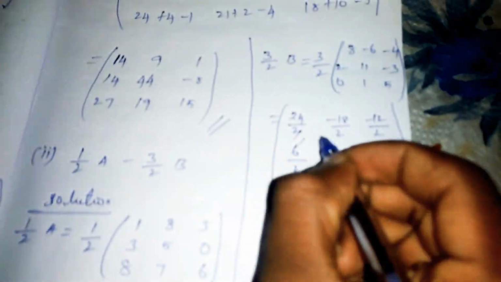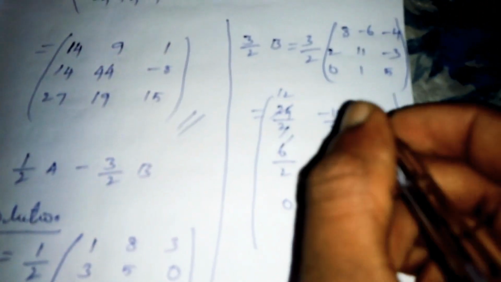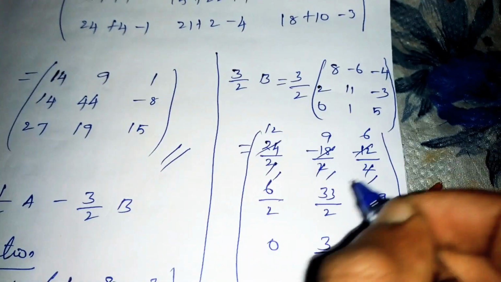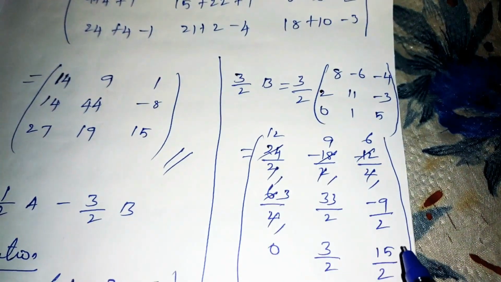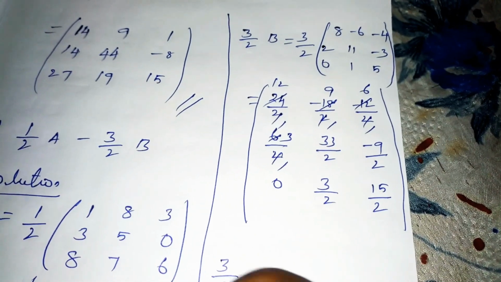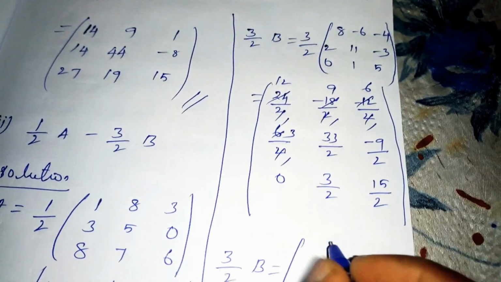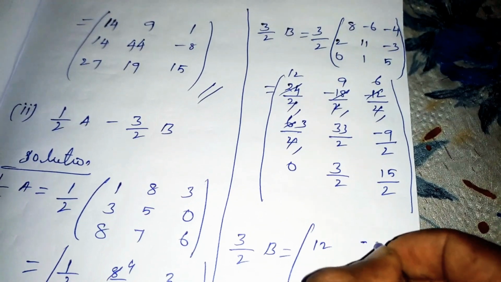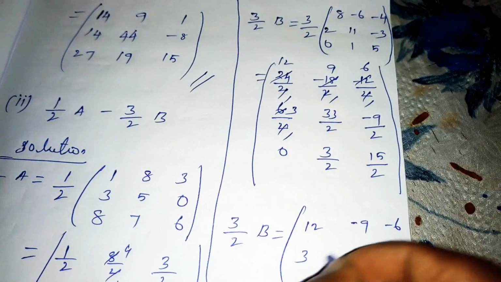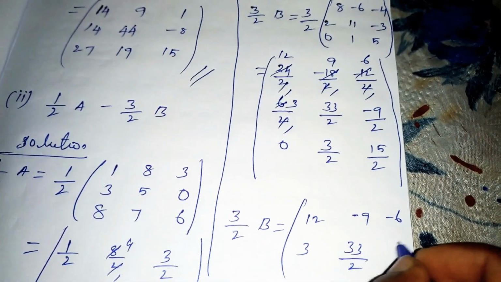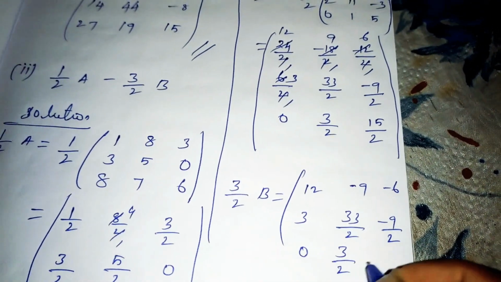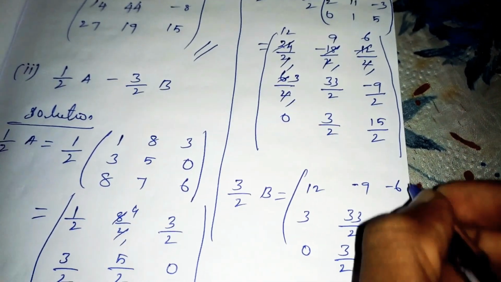This one is going to cancel. 1 2 is 2, again 12 2s are 24. Again, 1 2 is 2, 9 2s are 18, 1 2 is 2, 6 2s are 12, 1 2 is 2, 3 2s are 6, then balance, nothing will cancel. Therefore, 3 divided by 2 into B equal to 12 minus 9, again minus 6, then 3, 33 divided by 2, then minus 9 divided by 2, then 0, 3 divided by 2, 15 divided by 2.